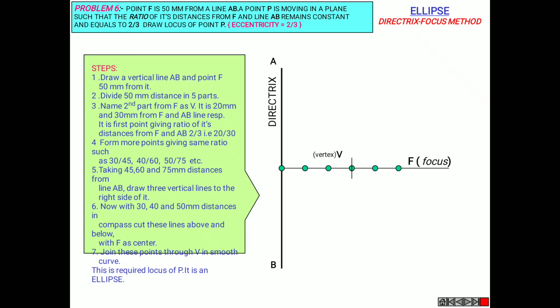So from F to V is 20 and V to AB line is 30. So this is like 20 by 30 ratio, nothing but 2 by 3 ratio. So the eccentricity is 2 by 3. If we just make in this order only, we will be obtaining an ellipse. Now form more points giving same ratio such as 30 by 45, 40 by 60, 50 by 75, etc.